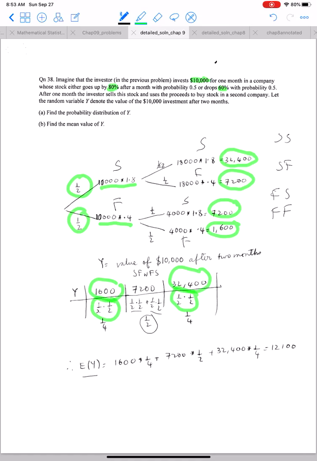So the expected value of y is the observed value times the corresponding probability, which is 1600 times 1/4, 7200 times 1/2, 32,400 times 1/4, which gives me the final answer, which is the mean of y.